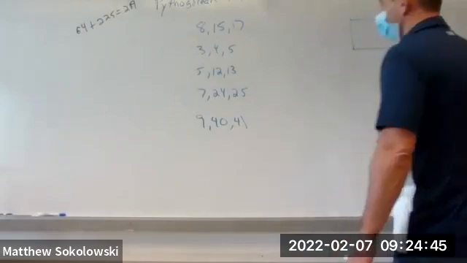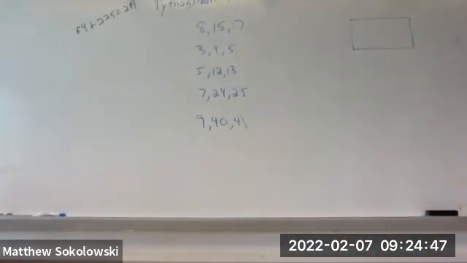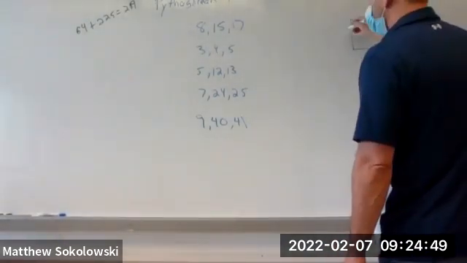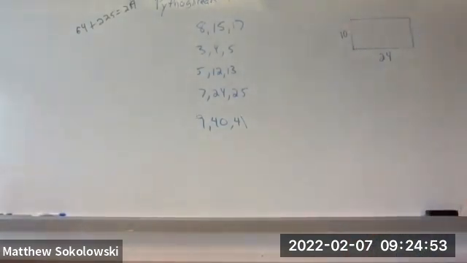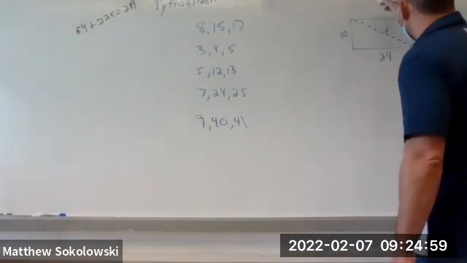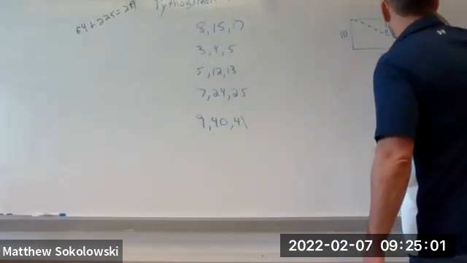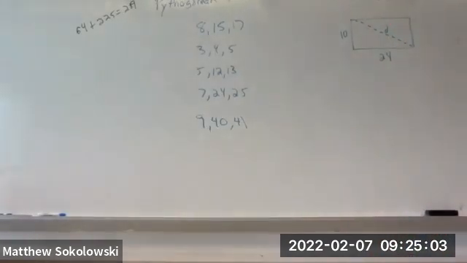There's a rectangle. This side is 10. This side is 24. I want to know the length of the diagonal, D. Find the length of D. That's what find D means.